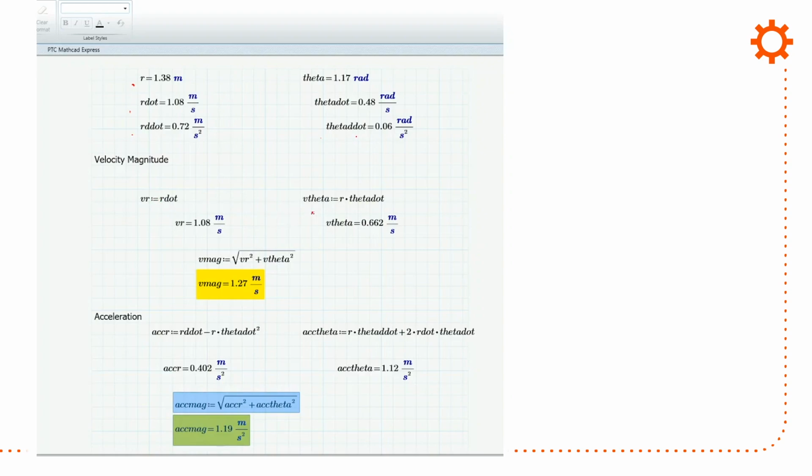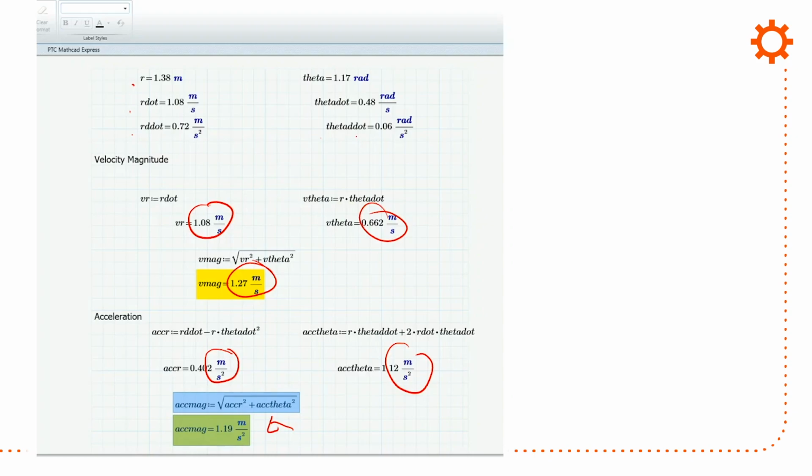V_r is equal to R dot, V_theta is R theta dot, and I get both of these answers, which are the same as what I would expect to get. And I get a final velocity of 1.27 meters per second in terms of magnitude. If I calculate out all of the radial and theta accelerations, I get 0.402 meters per second squared and 1.12 meters per second squared, for a final acceleration magnitude of 1.19 meters per second squared.